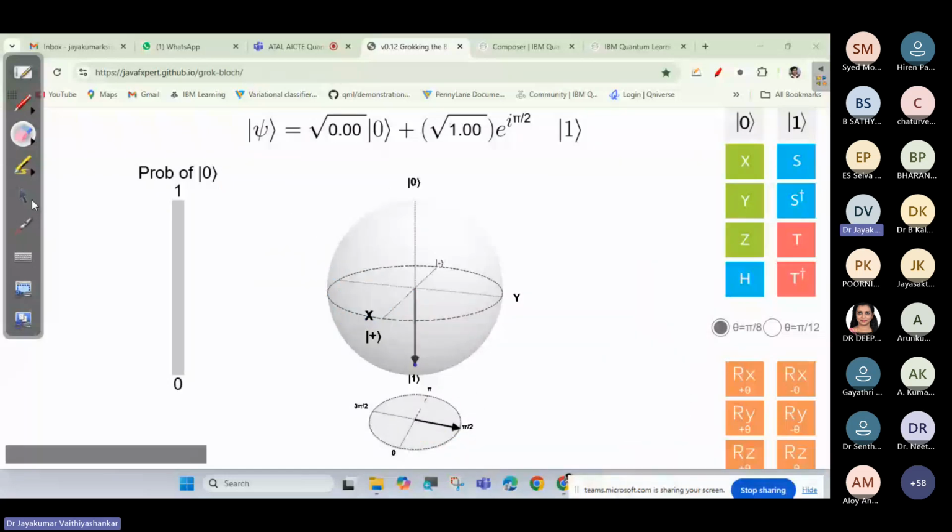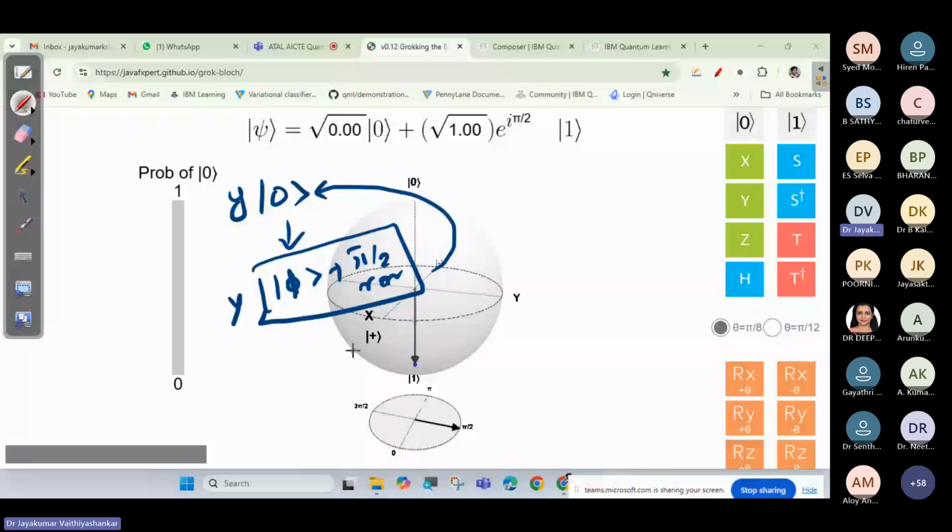Okay. What will we do? We'll do state 0. From state 0, apply Y. It will go to state 1, state 1 plus pi by 2 rotation. Okay. From here, if you again click Y, it will go back to state 0. So do this.